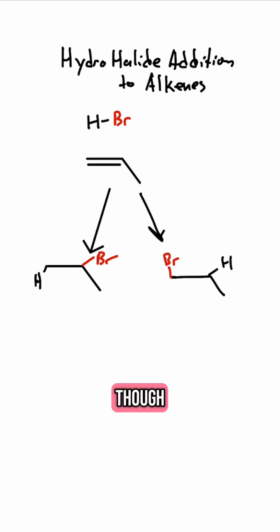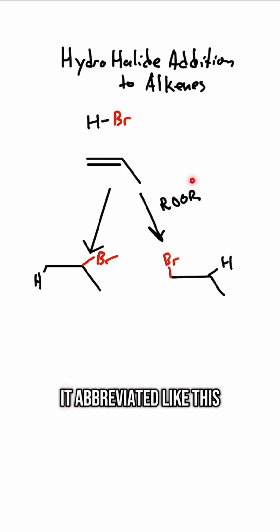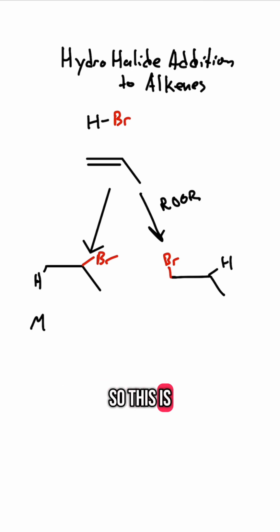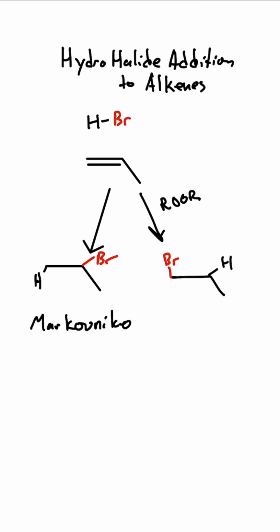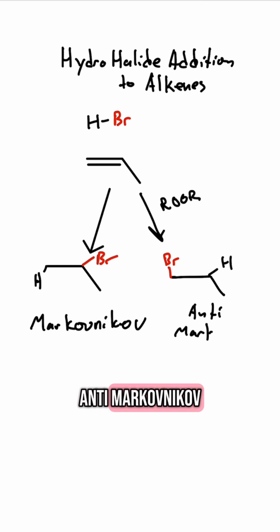We can do that. What you need, though, is a peroxide in there as well. So that's something where you have two oxygens and then alkyl groups on the other side. Generally, you'll see it abbreviated like this. And whenever I read that, I just think ROOR, like a line. So whenever I was learning, I would read it as HBr-ROOR. And this is what's known as anti-Markovnikov addition, where it's at the less substituted site. So this is Markovnikov, and this is anti-Markovnikov.